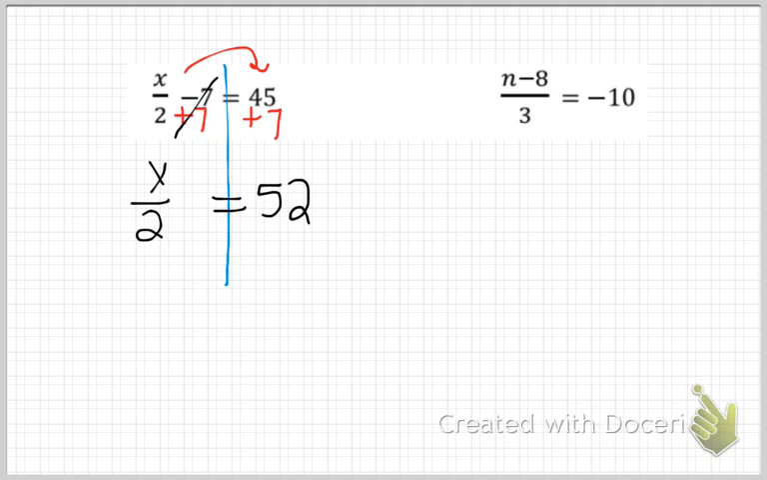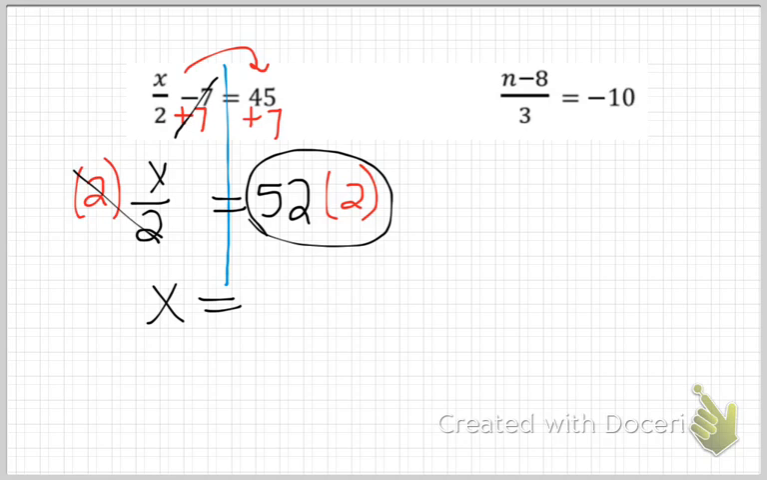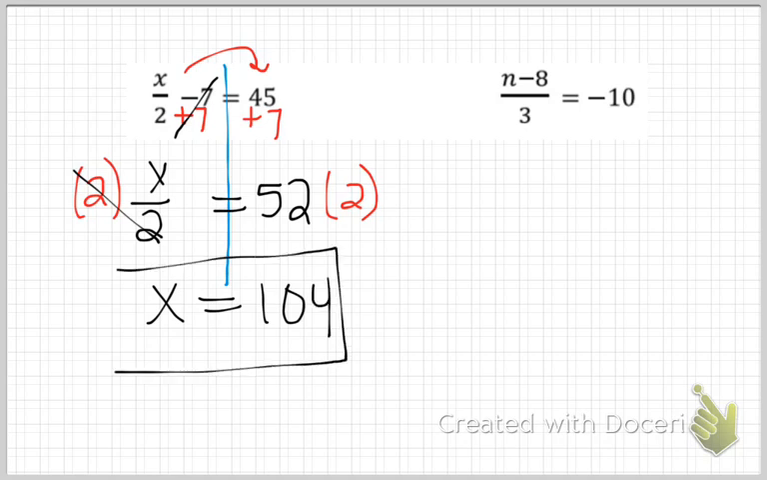So what is the inverse of dividing? It would be to multiply. So I'm going to multiply by 2. What I do to one side, I have to do on the other side. These cancel. Good riddance. We're done with fractions. Then we're left with 52 times 2. So when we calculate 52 times 2, we get 104. And that is our answer.